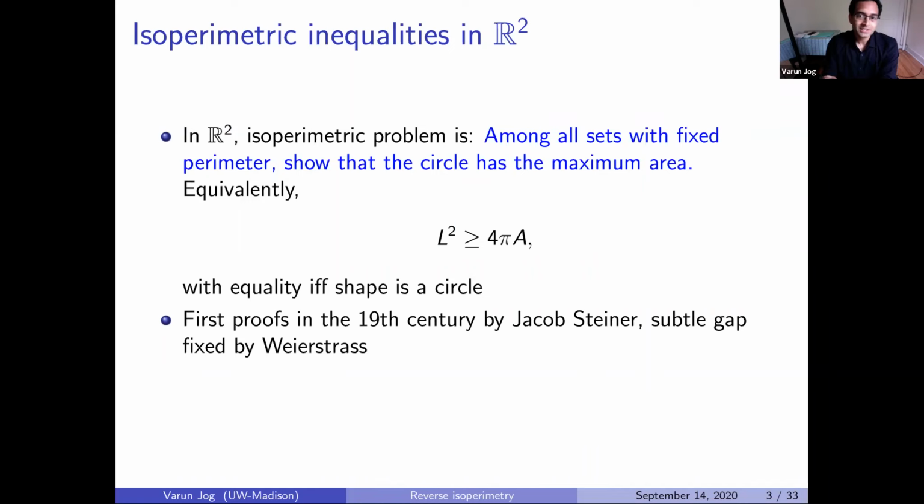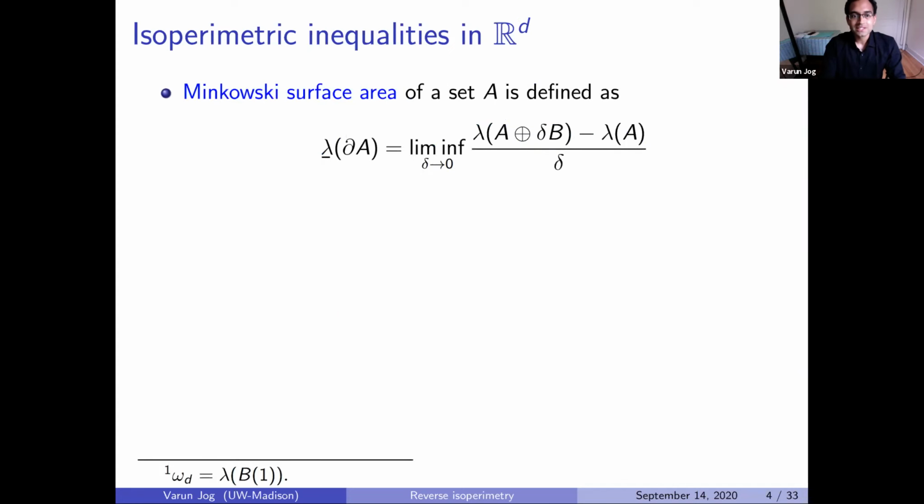Having proved the result in R2, the natural question is what happens when you go beyond R2 to Rd. Things become a little bit tricky in Rd because the notion of set surface area is harder to define there. But let's say you define surface area as follows. This is the definition of what is called the Minkowski surface area.